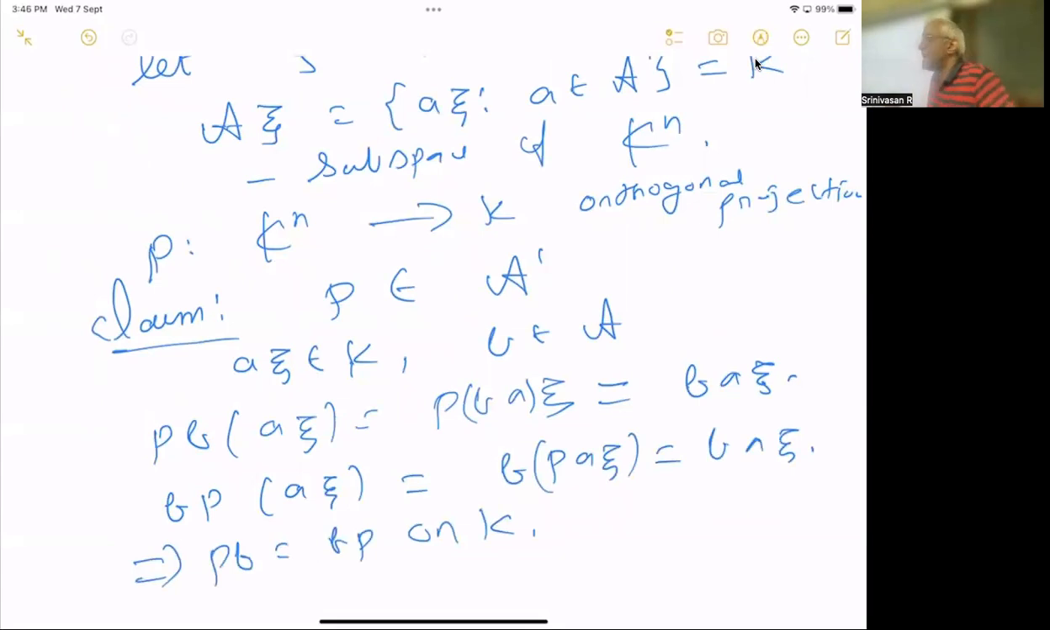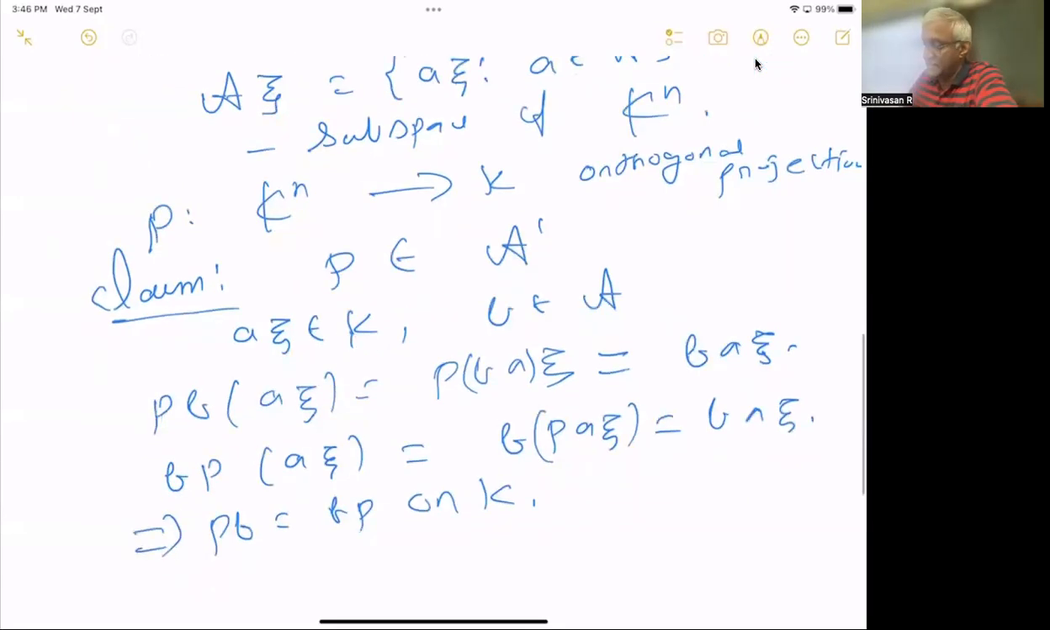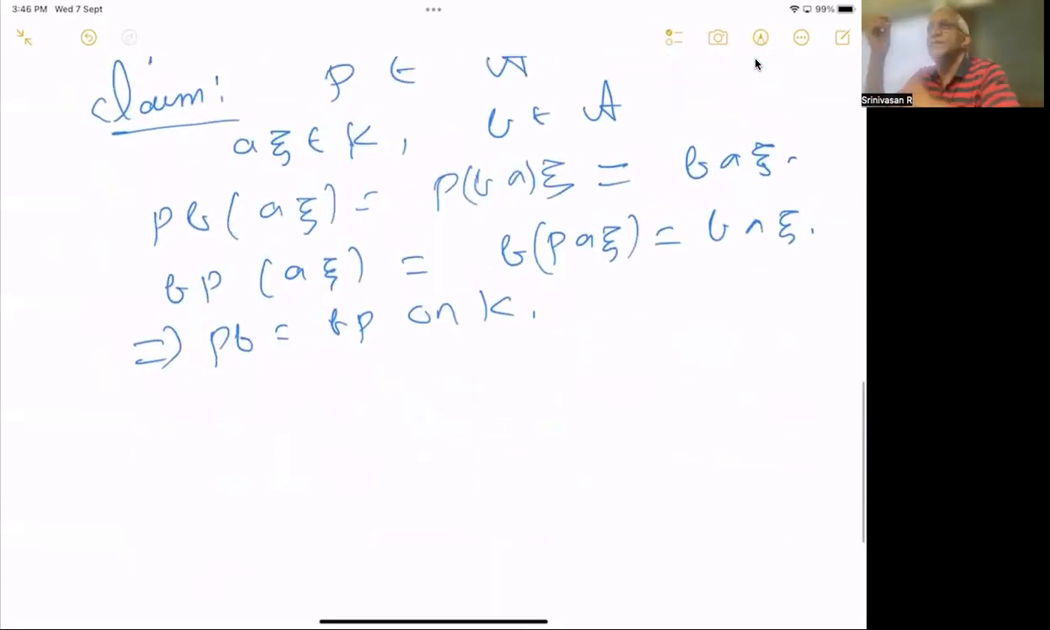Clear? This is direct verification. Okay? BP equal to PB. So now you want to check that two operators are the same. We want to check that PB equals BP. To check that, it is enough to check on K and K perp, the subspace and its orthogonal complement. So now let eta be some vector in K perp.